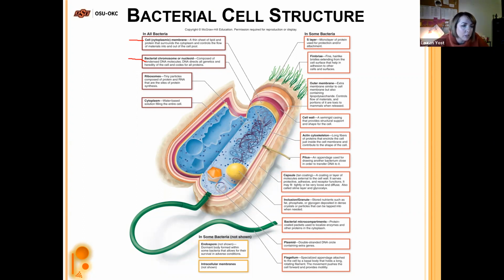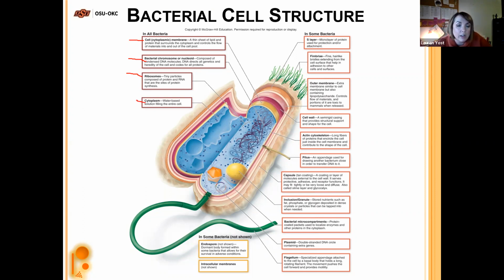Then they have ribosomes. Every single one of them has a ribosome. Those are the things that help make protein. They synthesize protein, the protein manufacturers. And then we have the cytoplasm itself, which is the little watery stuff on the inside. So all bacteria have those 4 things, okay?